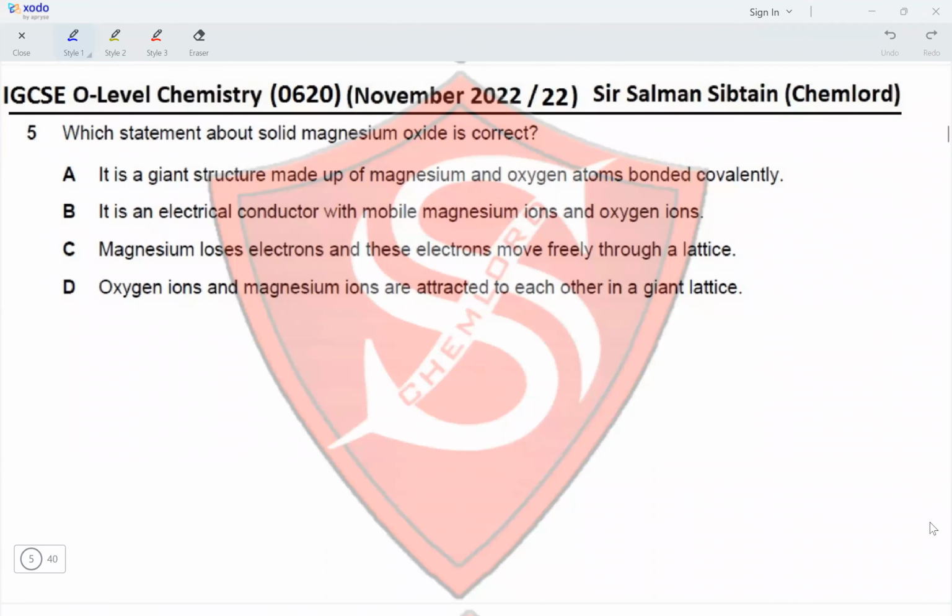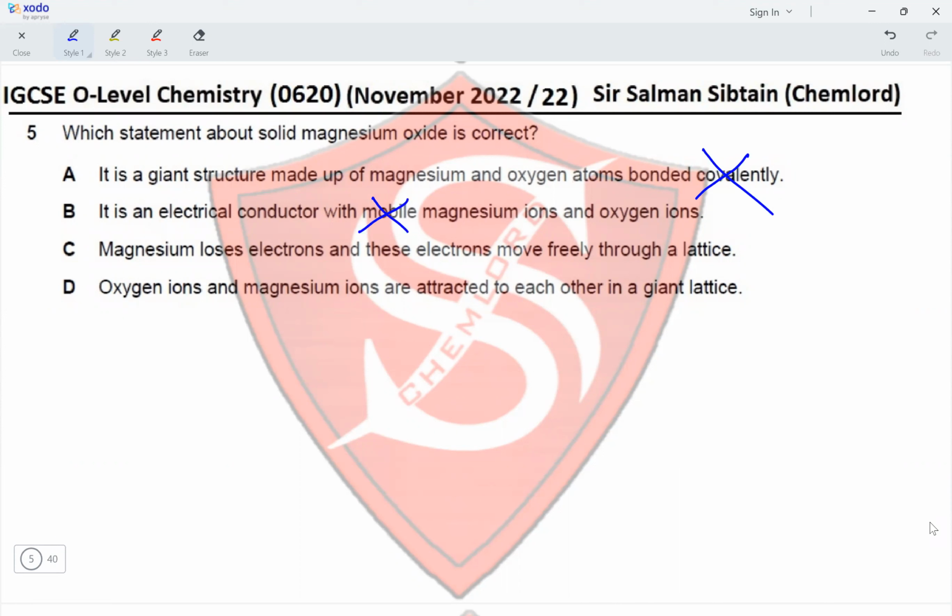Question 5. Which statement about solid magnesium oxide is correct? It is a giant structure made up of magnesium and oxygen atoms bonded covalently. It is an ionic compound. It is an electrical conductor with mobile magnesium ions and oxygen ions. No, solid magnesium oxide does not have mobile ions present.